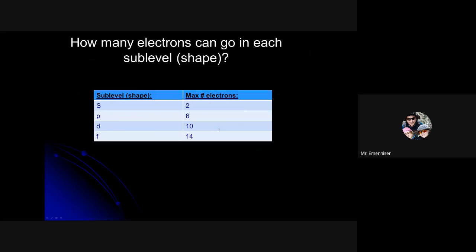All right, what else we got? 2 in the s, 6 in the p, 10 in the d, 14 electrons in the f. And if we divide that by 2, we'll get the number of orbitals. So this will be 1 orbital, 3 orbitals, 5 orbitals, and 7 orbitals. Remember, an orbital can hold 2 electrons. Okay. Actually, this is orbitals here: 1, 3, 5, and 7.